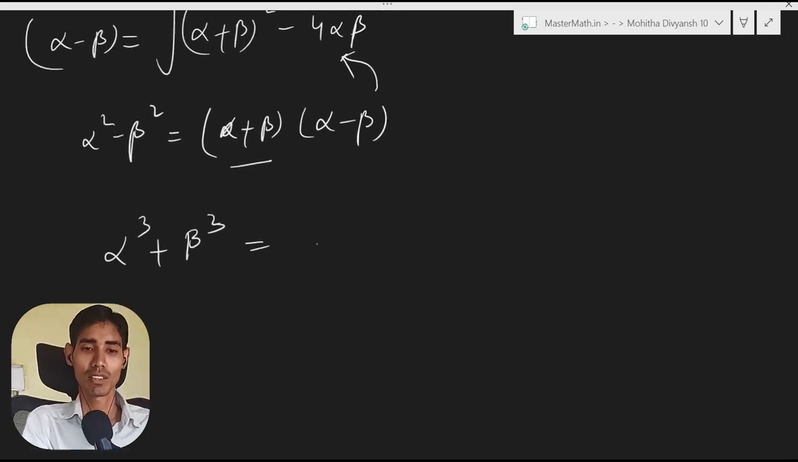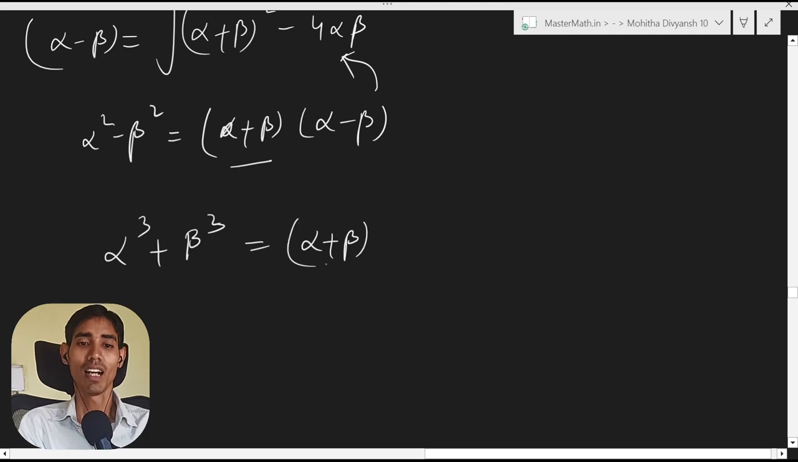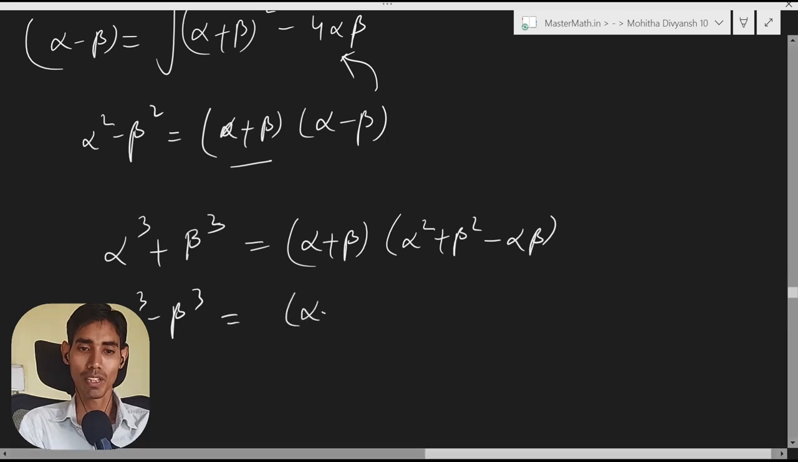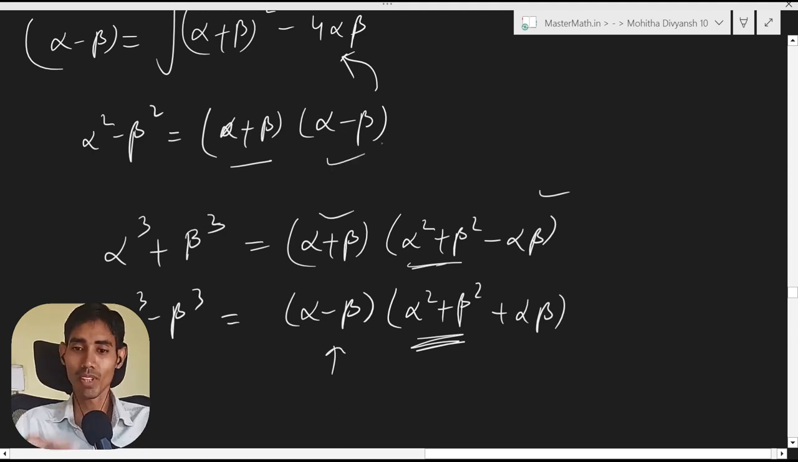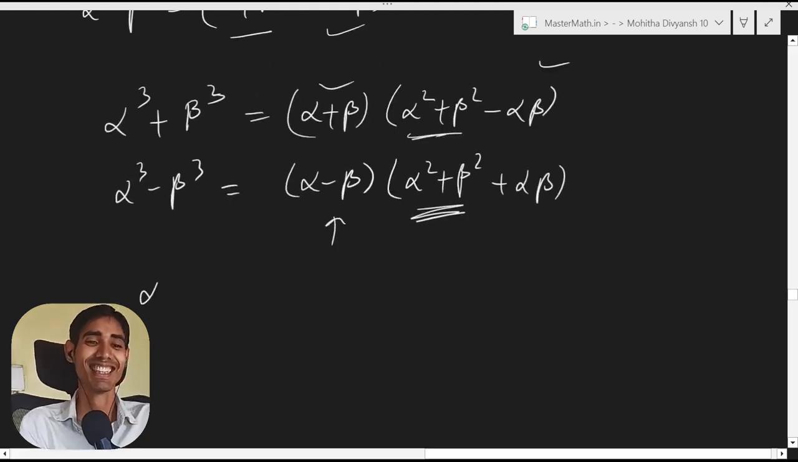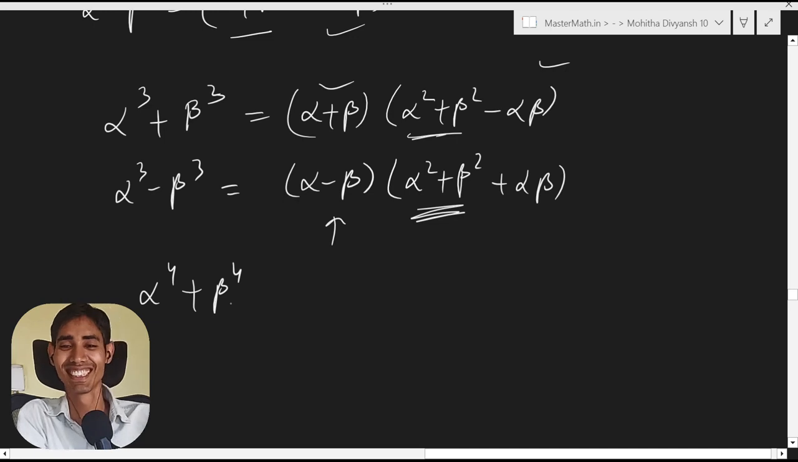Using the cubic identity: alpha plus beta, a plus b, and a square plus b square minus ab. If it was negative, we would have taken alpha minus beta, and alpha square plus beta square plus alpha beta, the same identity. This value we just found is already there. Alpha beta is already there, alpha plus beta is already there, alpha minus beta is already there. So any variations you could do. Maybe one level up, alpha 4 plus beta 4.